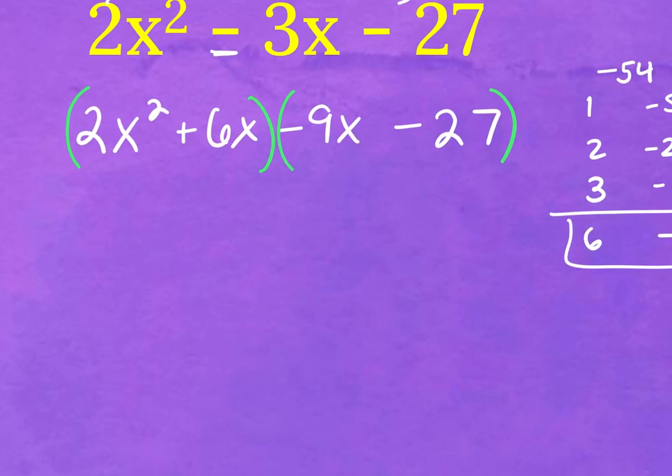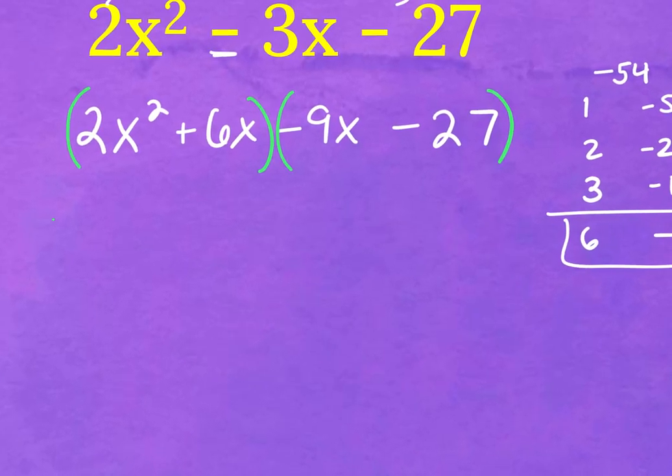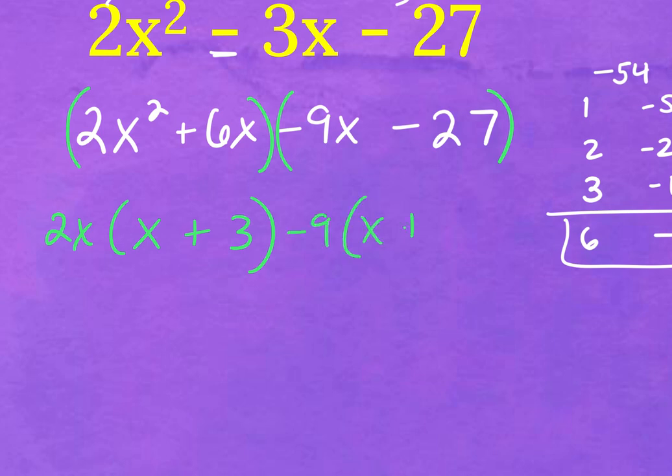What can I take out of 2x squared and 6x? 2x, and I get x plus 3. What can I take out of negative 9x and negative 27? Negative 9. Good, I want to change those signs. And then the x plus 3 gets taken out, and the 2x minus 9 gets grouped together.